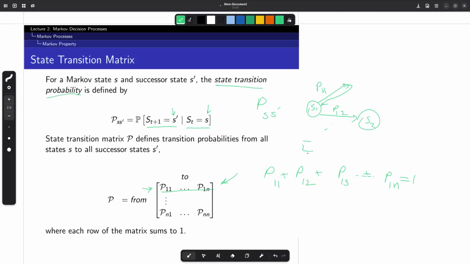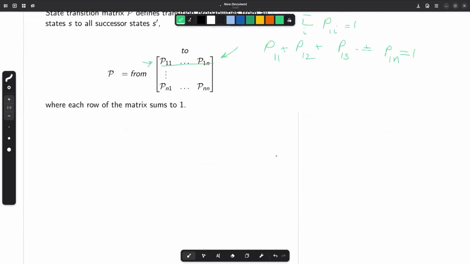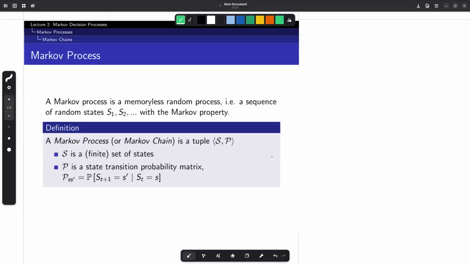So the sum of our values here, P1i, should be equal to 1, because they are probability distributions. And based on what we talked about, we can define Markov processes.